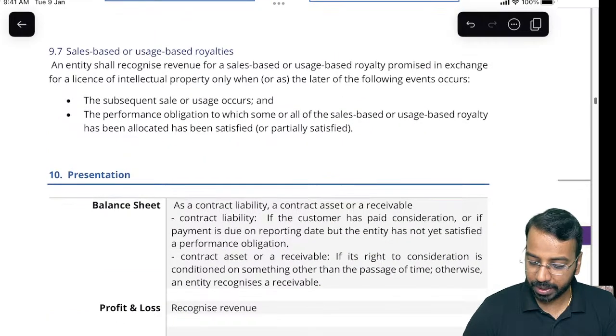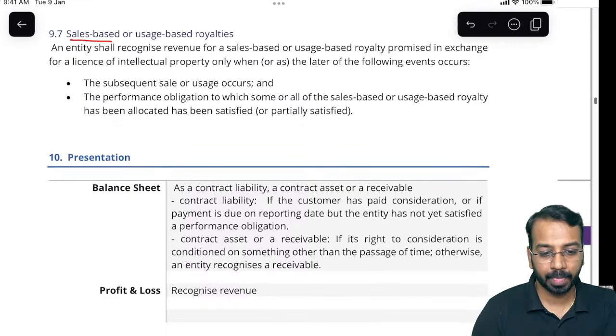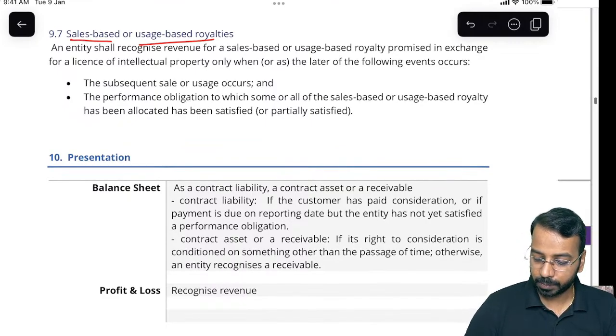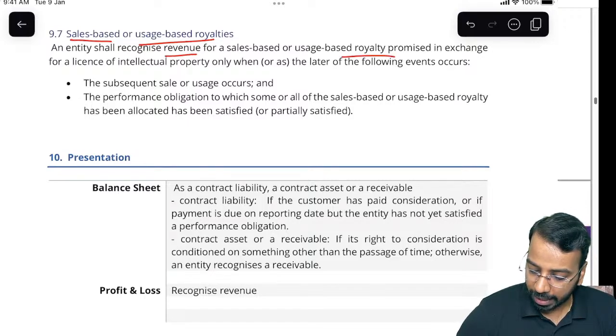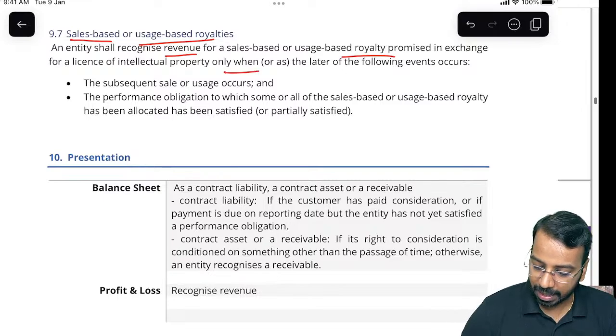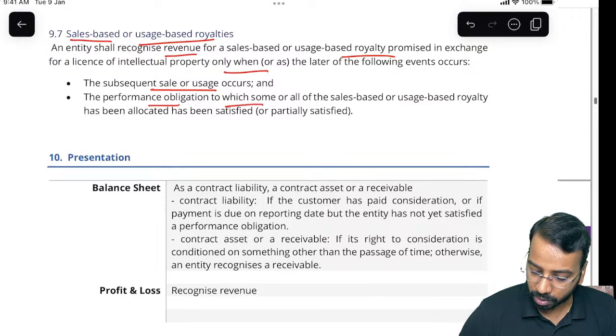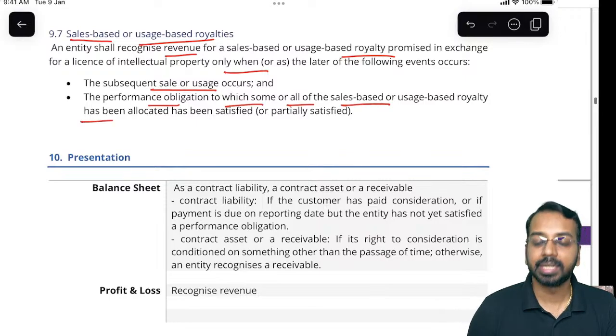If it is a sales-based or usage-based royalty, you will recognize revenue for sales-based or usage-based royalty as and when either the sale happens, or the performance obligation to which some or all of the sales-based or usage-based royalty has been allocated has been satisfied.